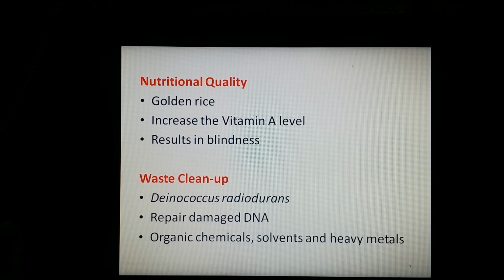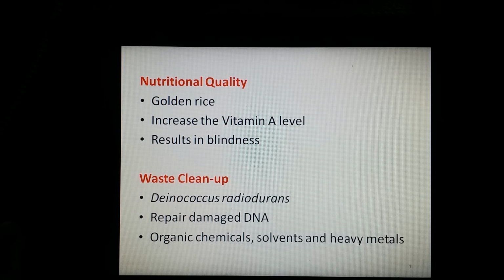The next application is nutrition quality. You know that when changes are made in the genome of the plant, the nutrition value also increases. Of course, when the gene of a certain trait is inserted in the plant, the nutrition value will also increase. One common example here is golden rice, an important achievement in this endeavor. Here the genes are inserted in the rice genome, and this is done to increase the vitamin A level in the crop.